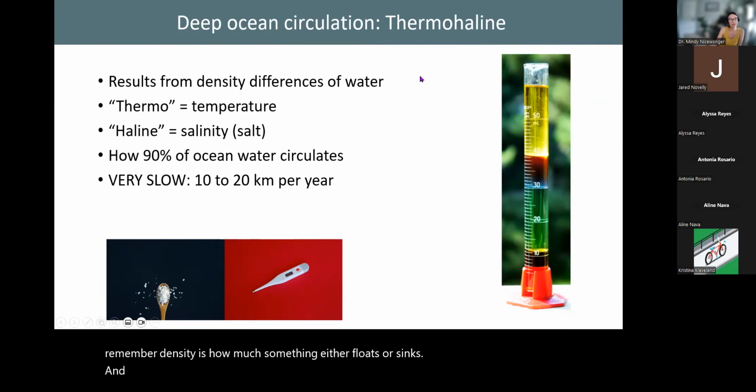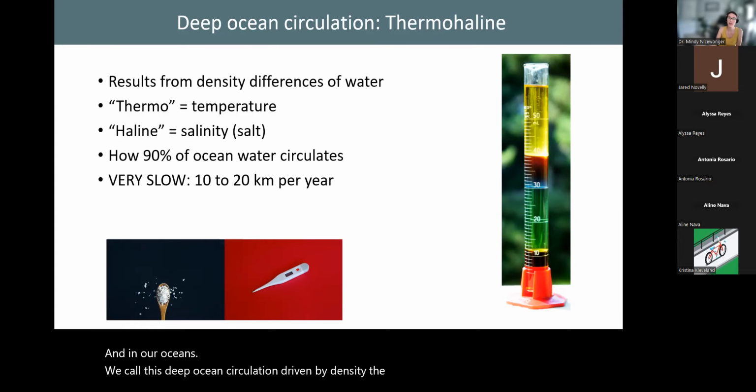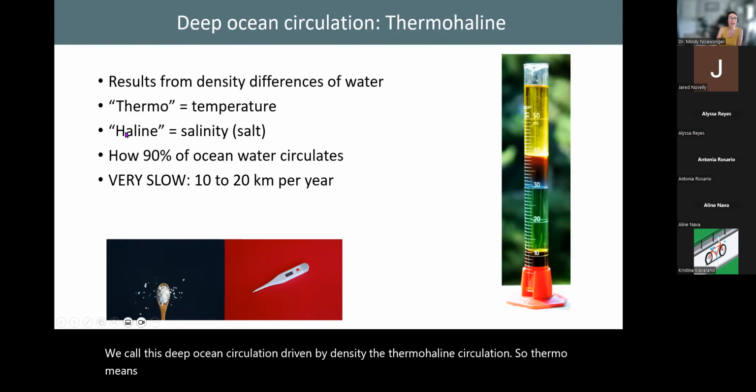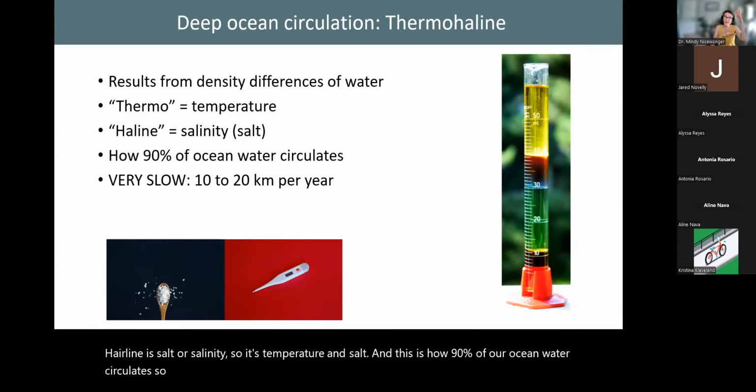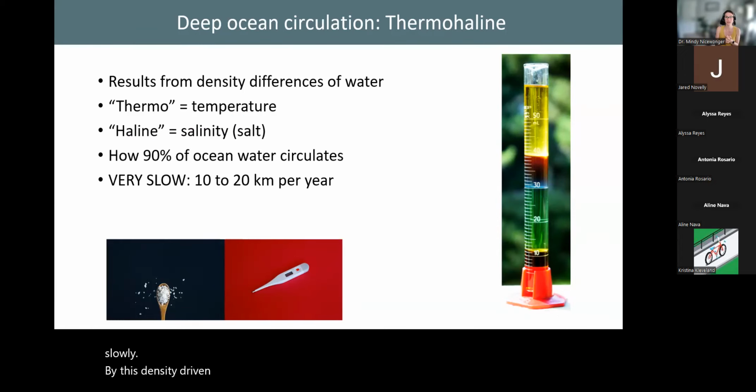And in our oceans, we call this deep ocean circulation driven by density the thermohaline circulation. So thermo means temperature. Haline is salt or salinity. Okay, so it's temperature and salt. And this is how 90% of our ocean water circulates. So only about 10% is that surface current. The rest of our ocean is moving slowly by this density-driven thermohaline circulation.